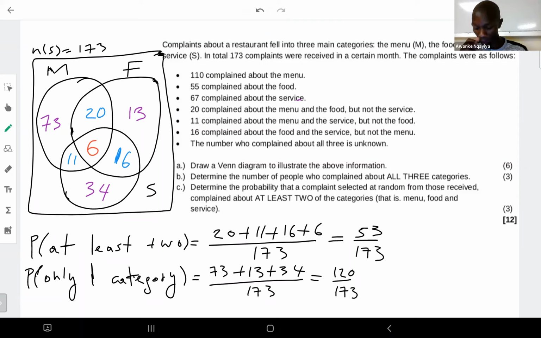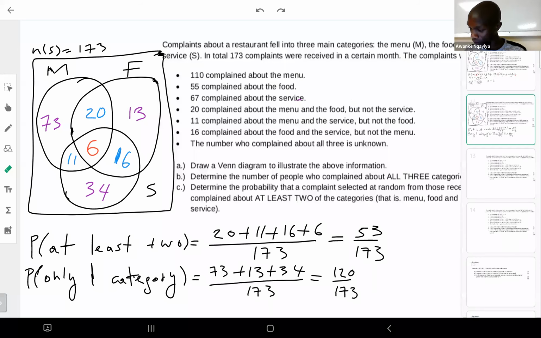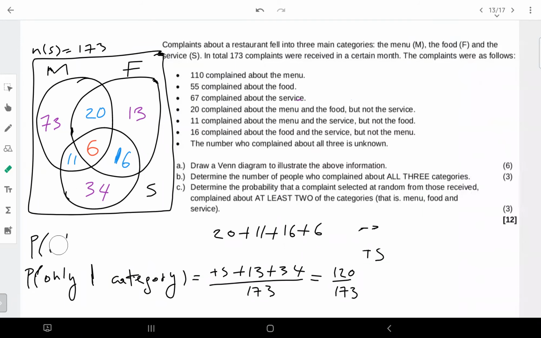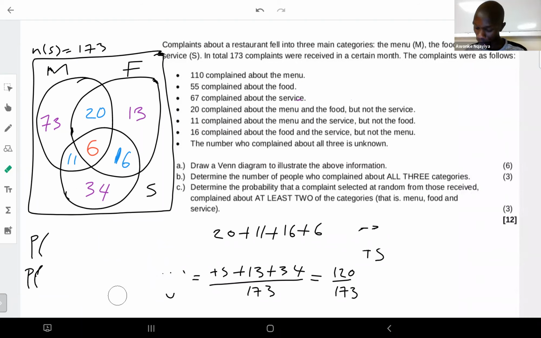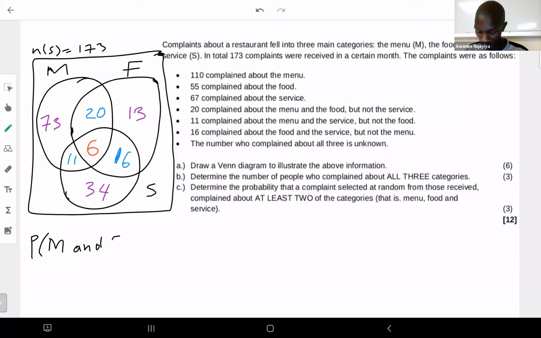What do you think would be another question that would come up here? Probability of menu and food. Yep, probability of menu and food. In fact, we can go to the next slide. We don't have to clean anything. Probability of menu and food. So what do you think would be the answer? 20 over 173. So that is probability of M and F.